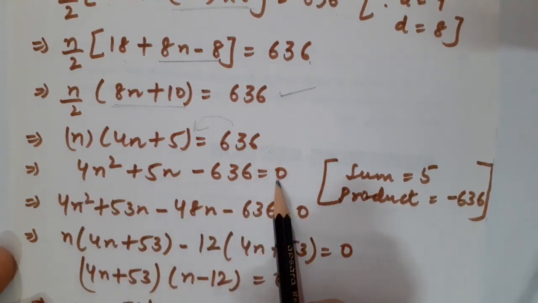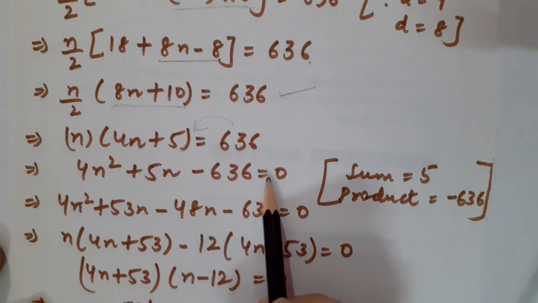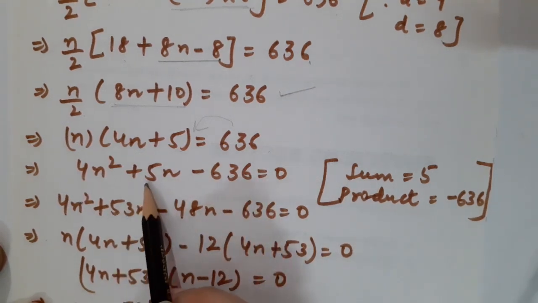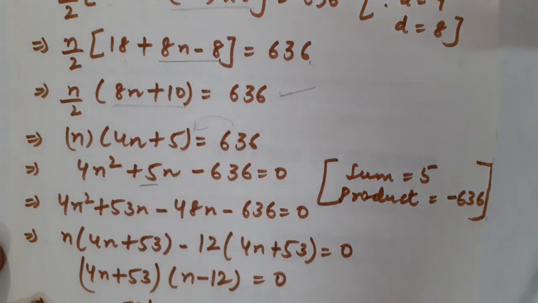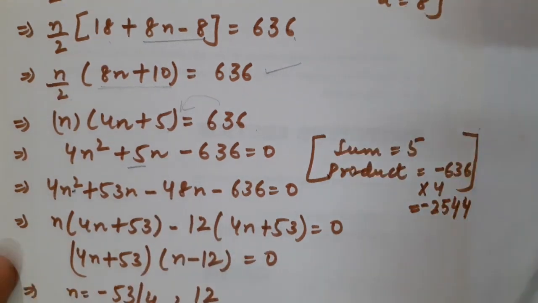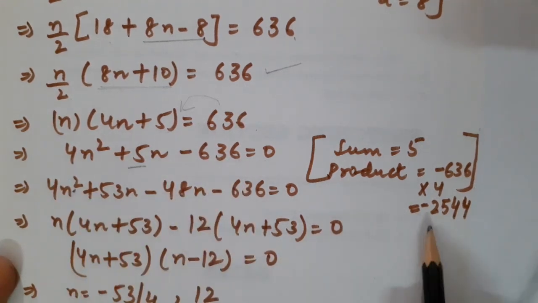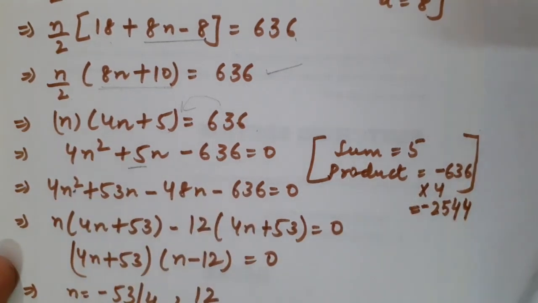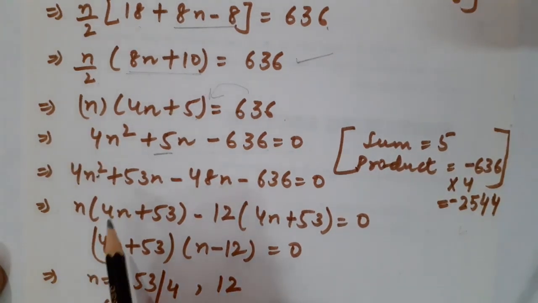Again children, I have got a quadratic equation in the variable n. So whatever methods I told you, you could adopt any of the methods. I am going with the factorization method to solve it. So the sum should be 5, and what should be the product, children? Can you tell me? Product should be minus 636 into 4, that would give you minus 2544. Correct students?